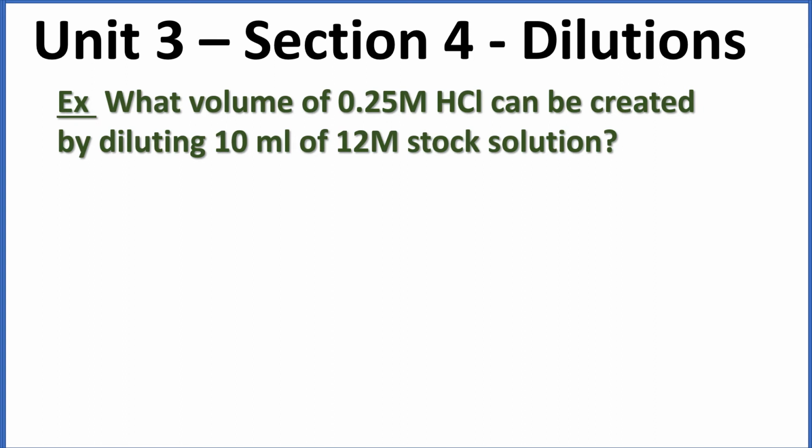So what volume of 0.25 molar HCl can be created by diluting 10 mL of 12 molar stock solution? So when you read through a problem, it's important that we collect the numbers that go together. So here's what I'm talking about. These two numbers go together. We have 10 mL of a 12 molar solution. So mL indicates a volume, so let's call this V1. And molarity indicates a concentration. Let's call this C1. Now, reading back on the rest of the question, it's asking what volume of 0.25 molar. So let's call this V2, and let's call this C2.